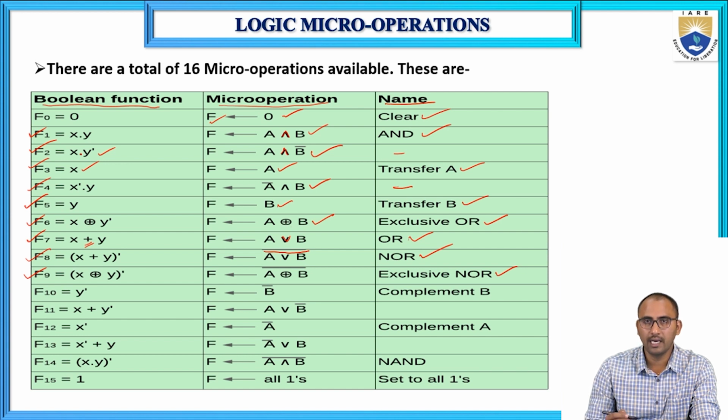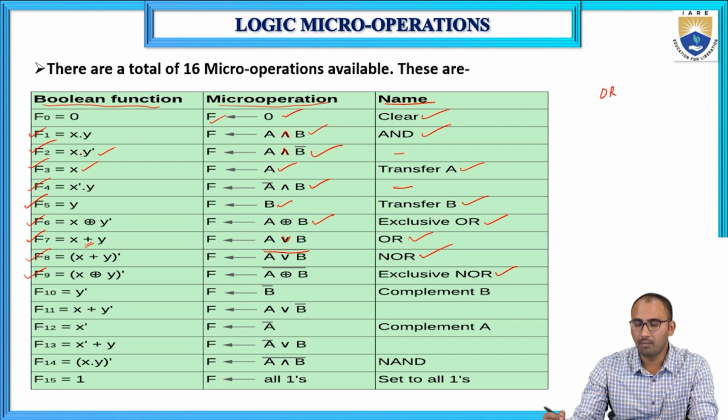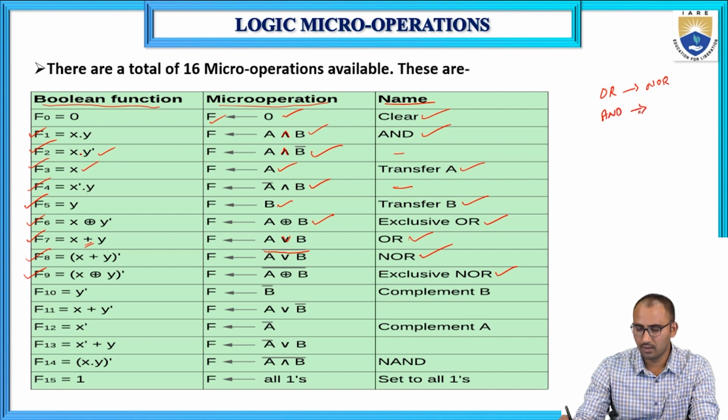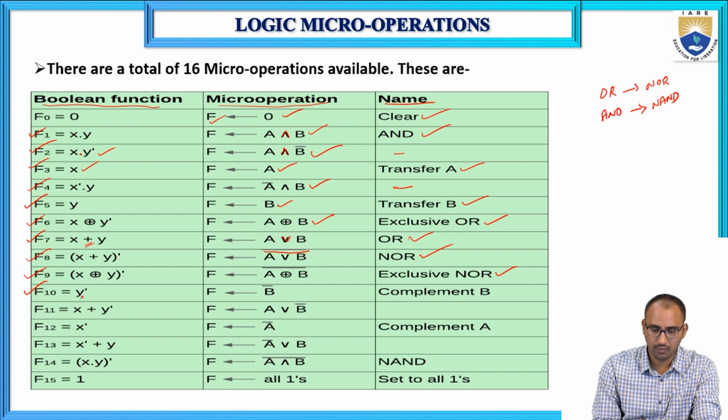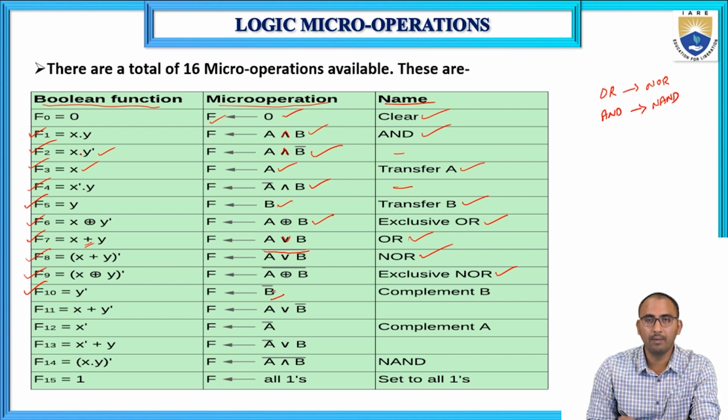Suppose if an OR gate is there and you complement that, then you will get NOR. Suppose if AND is there and you complement that, you will get NAND. So see here. Next F10, Y bar. The same we can write as B bar. That means complement B.